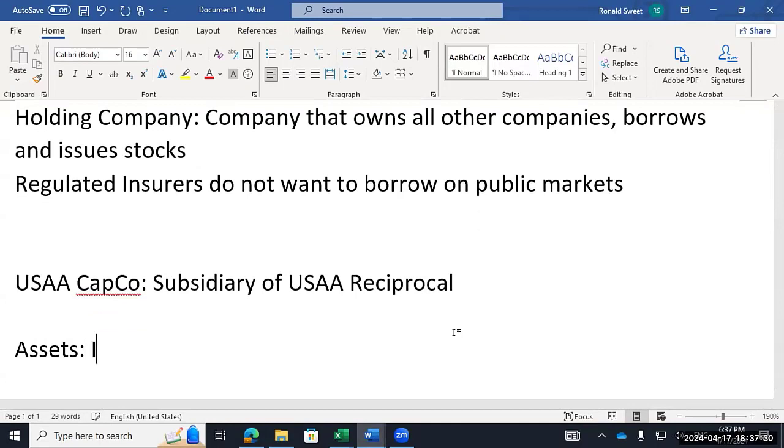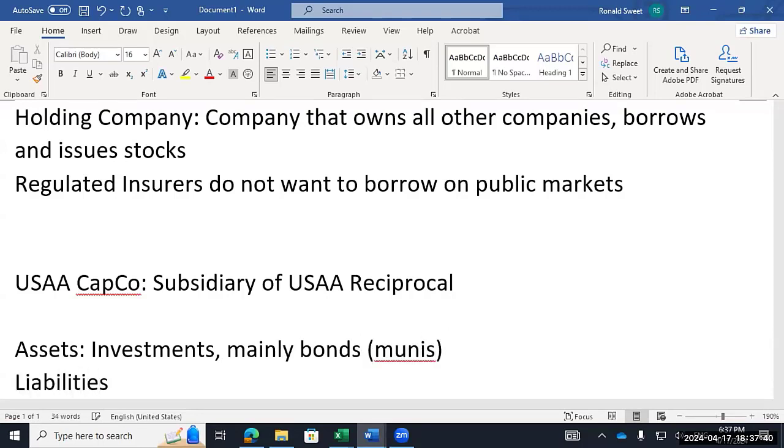The assets are investments, mainly bonds, especially munis. The liabilities are what? I just told y'all. What's your three biggest liabilities? Come on, y'all know it. I just... shy tonight. What's the last word? Give me at least that. What's that liability called?